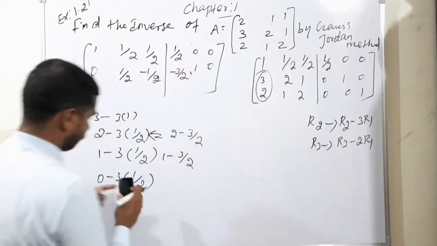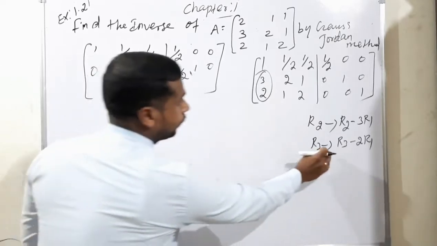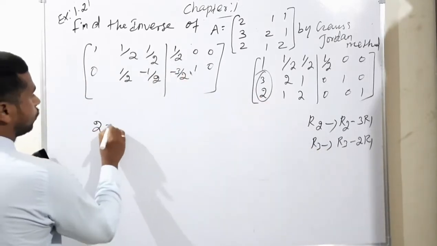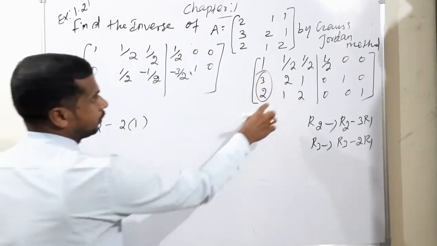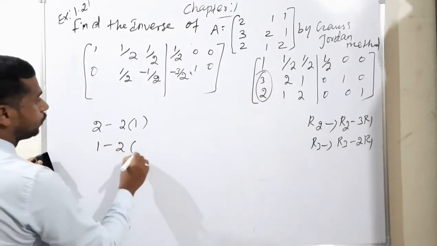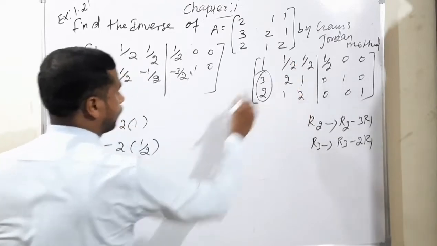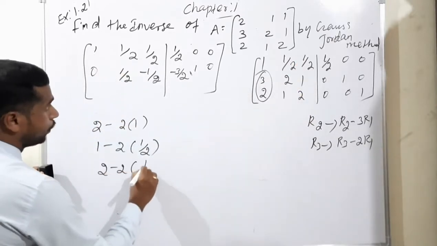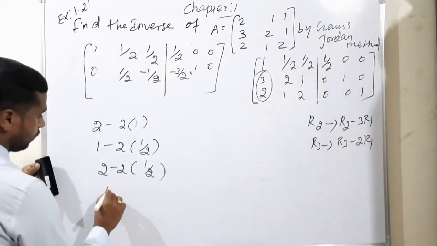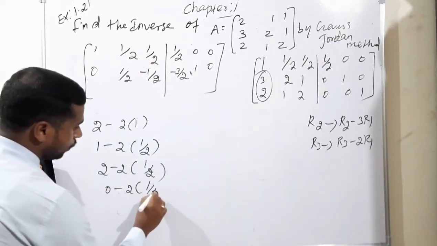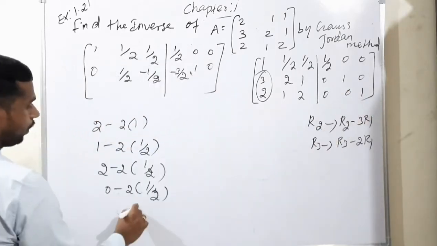Row 3. What do we have to do? 2 is there, isn't it? So 2 minus 2 into row 1, which means only 1. Same condition, 1 minus 2 into 1 by 2. Next condition, 2 minus 2 into 1 by 2. Here 0 minus 2 into 1 by 2. Here 0 and 0, no problem, but the last condition value will be 1.